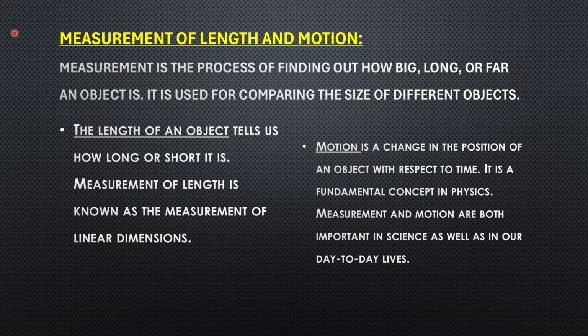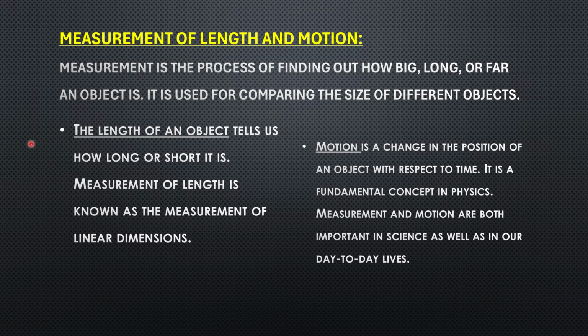Measurement of length and motion. Measurement is the process of finding out how big, long or far an object is. It is used for comparing the size of different objects. Suppose we have two objects. Once we start measuring them, we can clearly say that this object is big and this object is small. That is said to be a measurement.